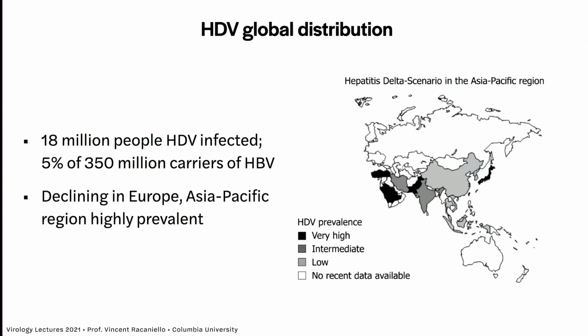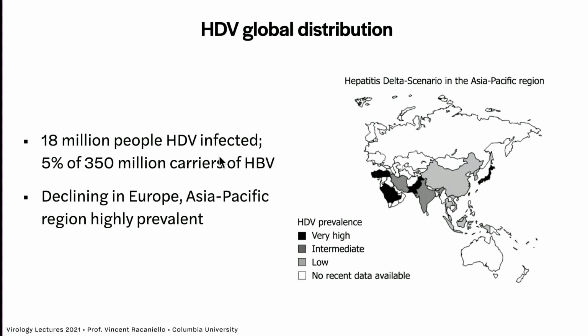About 18 million people are infected globally with hepatitis delta virus. That's about 5% of the 350 million carriers of hepatitis B virus, right? That's a number we put forth when we talked about HBV. A lot of people are infected. About 5% of those have both. You cannot have hepatitis delta alone. It will not reproduce. You have to have them both.